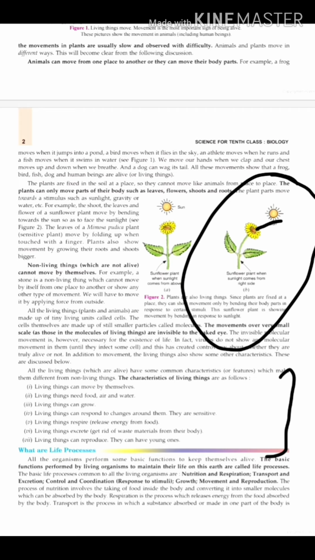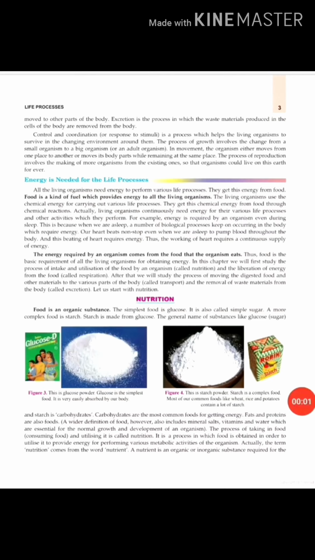Now what are life processes? Life processes means the basic functions performed by living organisms to maintain their life on this earth. So life processes include nutrition, respiration, transportation and excretion, that we will do in this chapter. Now energy is needed for the life process. So energy is the very main source for the life process. If energy is there, then life process is possible. If no energy is there, then the life process is not possible.